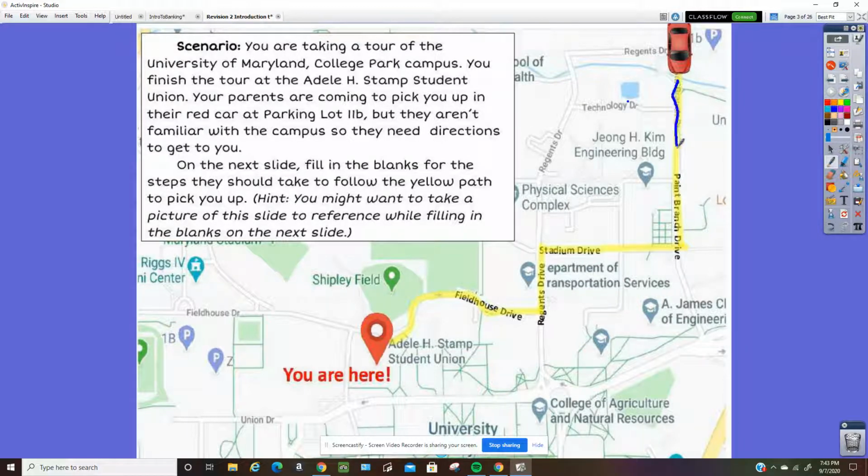So you're driving down here in the car on Paint Branch Drive, and then you would make a right on Stadium Drive, and then a left on Regents Drive. So let me draw some arrows on here. And then right on Fieldhouse Drive. And then as you came up to the student unit building, it would be on your left.